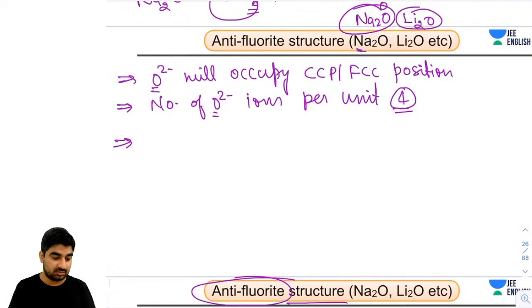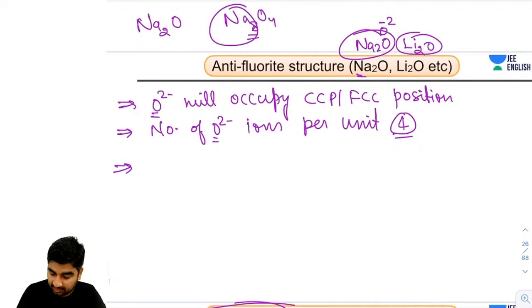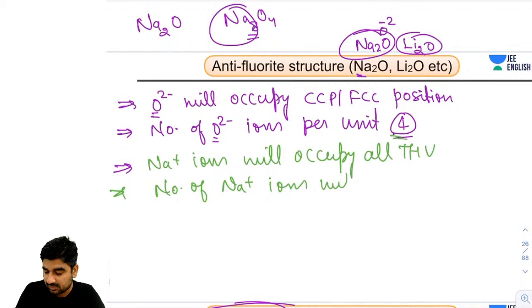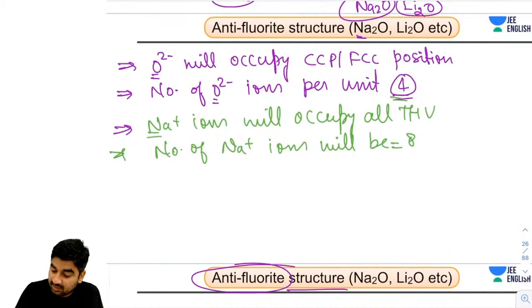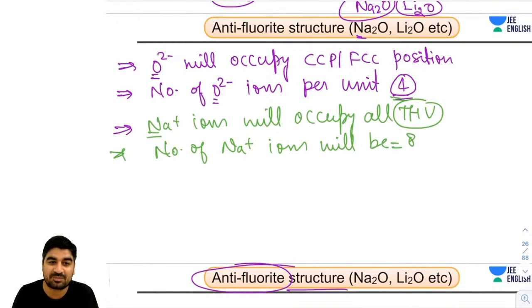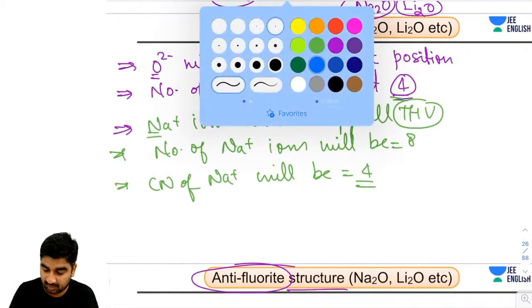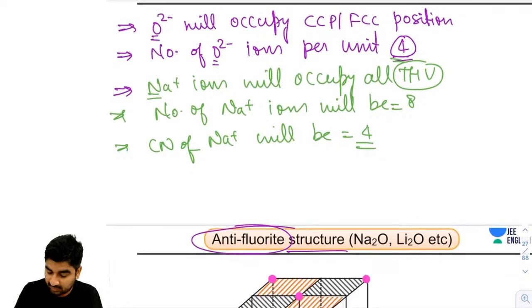So here I can write, Na+ ions will occupy all tetrahedral voids. So the number of Na+ ions will be 8. Any doubt guys? Na+ ion is moving into the tetrahedral void. So what will be the coordination number of Na+? Note it down. The coordination number of Na+ will be 4. I hope now you got it.